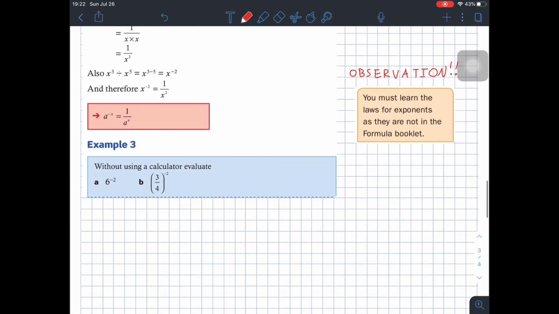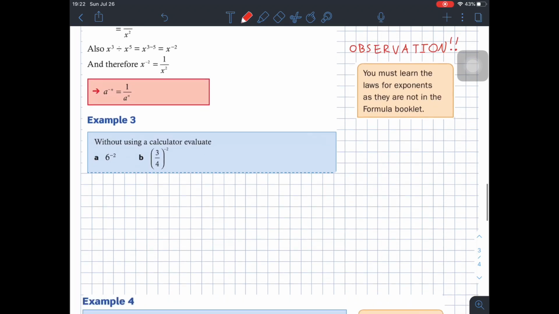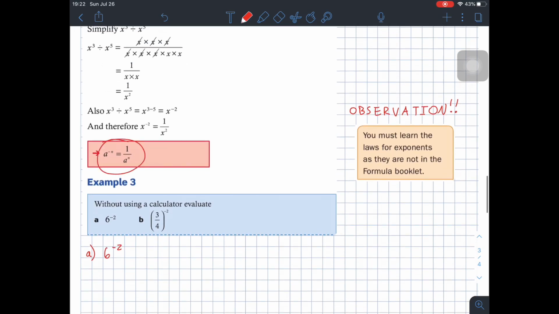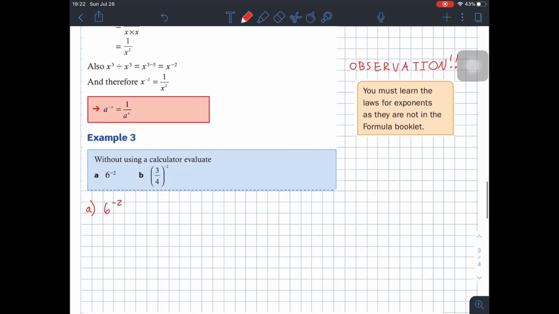Okay, so let's see example 3. It says without using a calculator, evaluate 6 to the power of negative 2. So 6 to the power of negative 2. From this law over here, we know that that is the same as saying 1 over 6 squared with a positive exponent. So we know that 6 squared is 36, so this is 1 over 36, and this is the result.